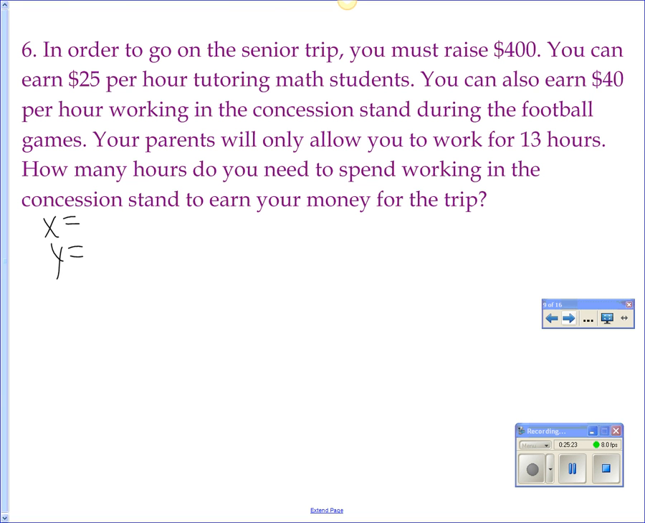Okay, so you're trying to raise money and you're doing two different things to raise money. What are the two different things you're doing to get money? Yeah. So tutor, X we'll say is tutor, and Y is the concessions. So it's always the two different things going on. What are the two things you're doing? So you're tutoring and concessions.